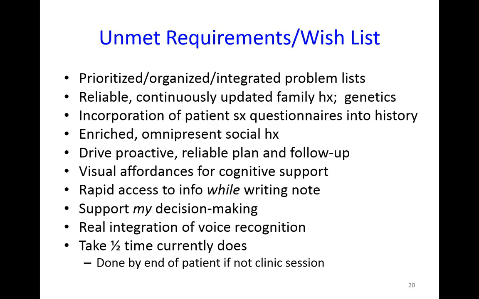There needs to be a reliable, continuously updated family history. This idea about figuring out how you get a family history in there that you took, and it's 6 years old, somebody developed colon cancer in the last 3 years in the person's family, how do we do that? Incorporation of patient symptoms and questionnaires into the history, there should be much easier ways that we can do that in much more standardized ways. Again, all these are longer discussions, but I'm just throwing these out for this brief presentation for you to consider.